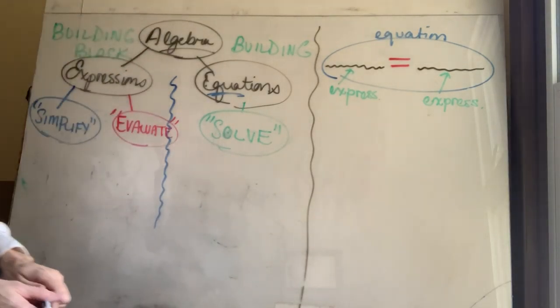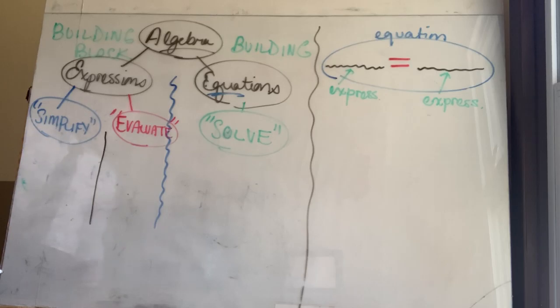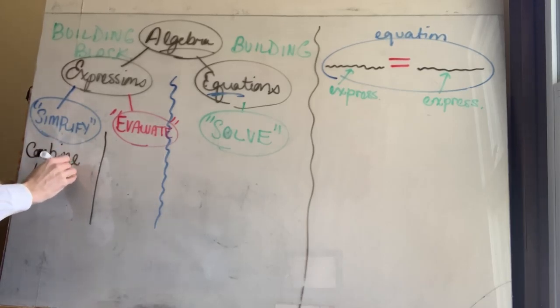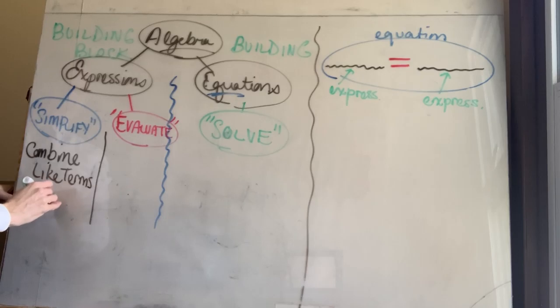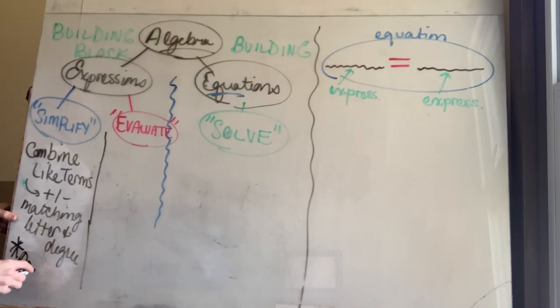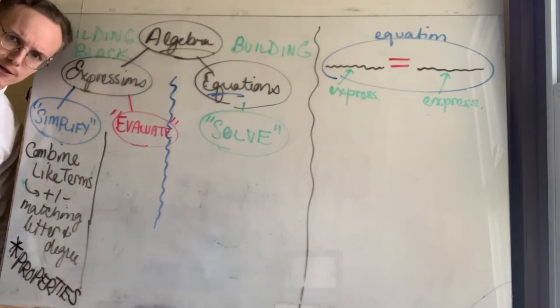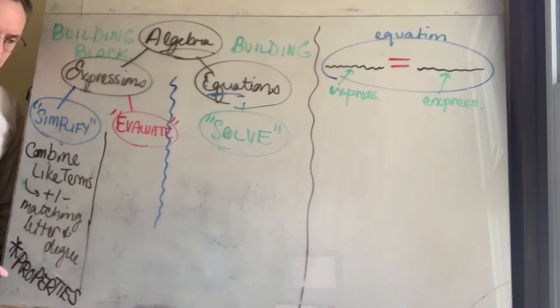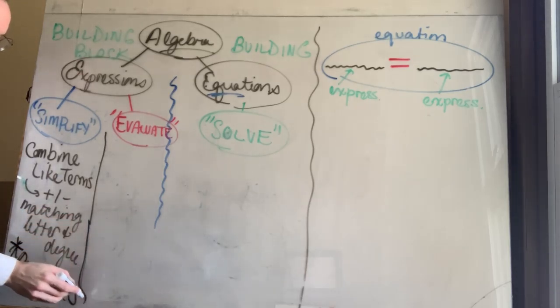What does it mean to solve? For our purposes, it usually means combine like terms. As you are already aware, that means add or subtract things that have matching letters and degree. We're going to pay special attention to properties in a moment, because if you wanted to be very technical, there are properties involved. I don't think the name of the properties is as important as the process that they're describing. It's more or less the legalese of why you can combine things.